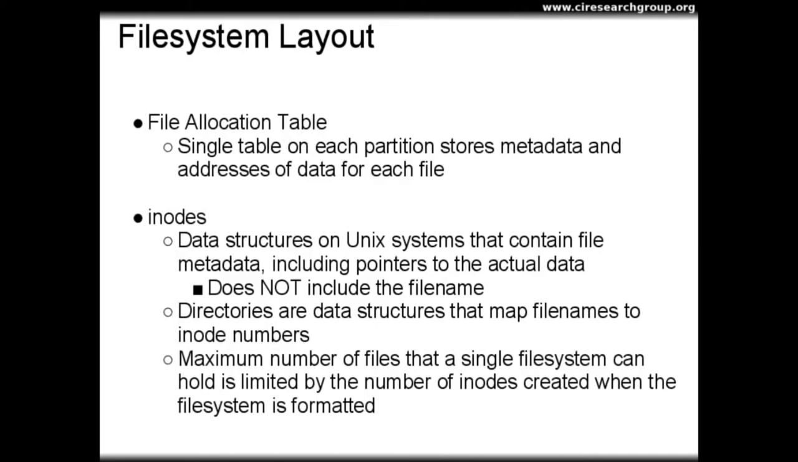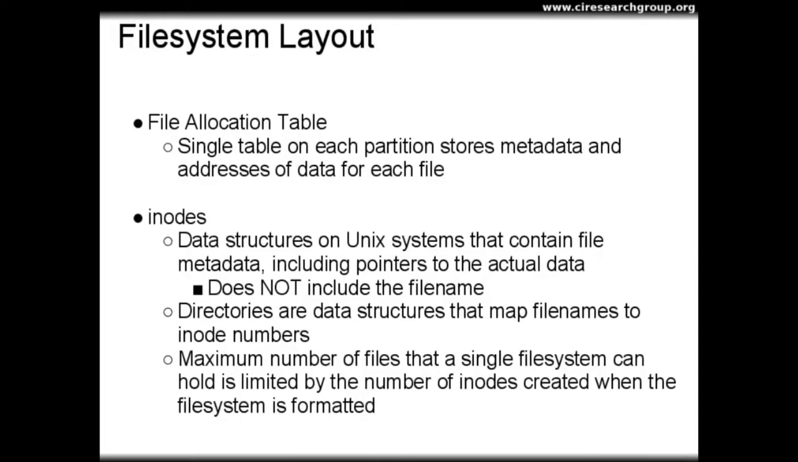Internally, file systems may use one of several different approaches for storing data on the disk. A simple layout is called the file allocation table, which simply has a single table in each partition to store metadata and the addresses of data segments for each file. File allocation table type storage methods are limited only in terms of how big the file allocation table can be. And these limitations specify, among other things, the maximum size a file can be and how many files can be on the system.